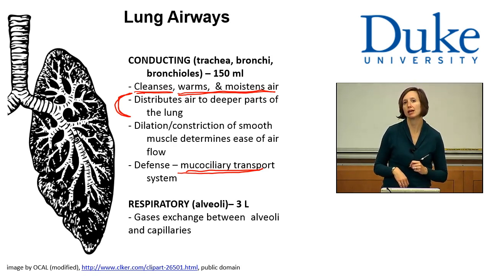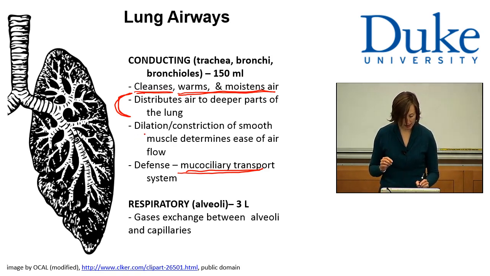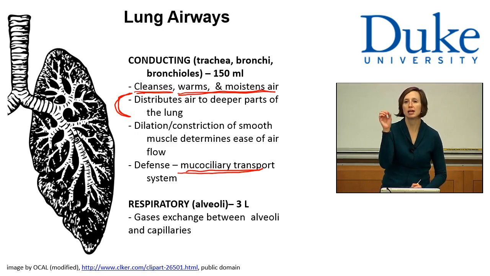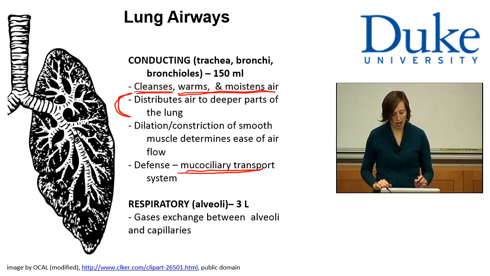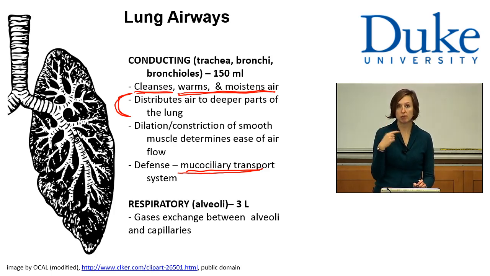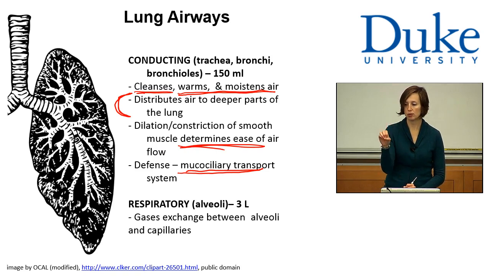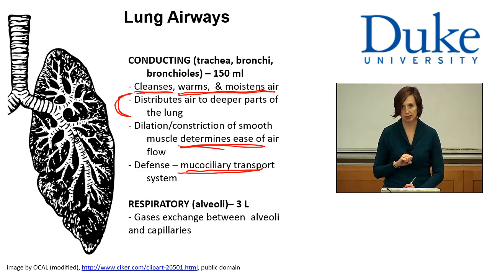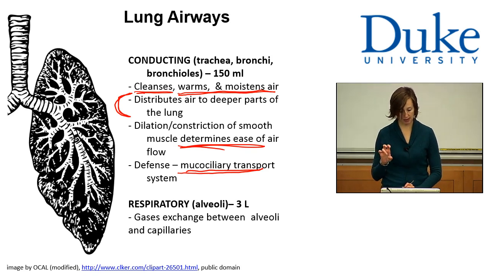particulate matter and pathogens. The other aspect of the conducting system is that in particular the bronchioles, very similar to the way the arterioles controlled the flow through the system based on changing its diameter, the bronchioles are going to also have smooth muscle around them, which is going to help determine how easily air flows into the lung through changing their amount of contraction or relaxation of that smooth muscle.